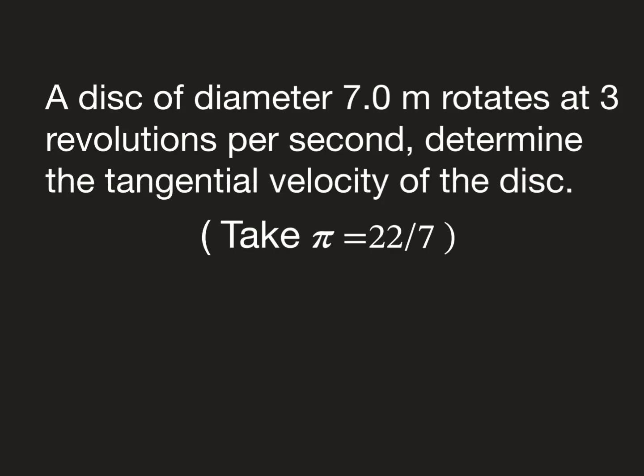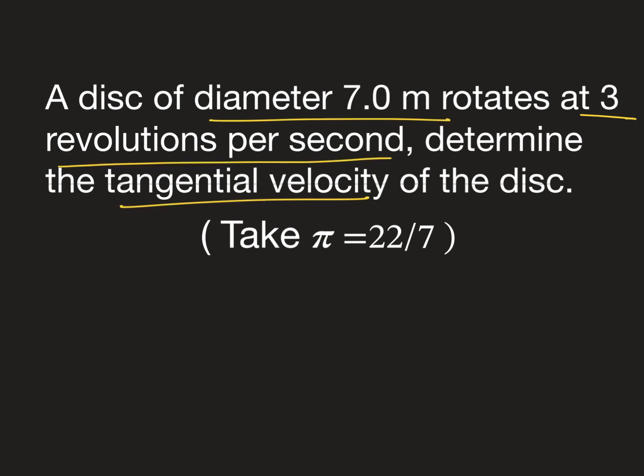A disc of diameter 7 meters rotates at 3 revolutions per second. Determine the tangential velocity of the disc. Take pi equals to 22/7. Solution.